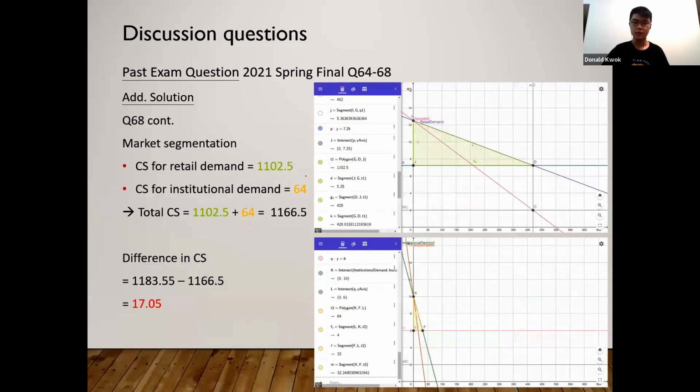Referring to the GeoGebra screenshot here, we can find out the area of the consumer surplus. For the retail traders, 1,102.5. And for the institutional traders, the consumer surplus is 64. Adding them up, we have the total consumer surplus 1,166.5. So the difference in consumer surplus under these two cases, simple monopoly pricing and market segmentation, would be 17.05.